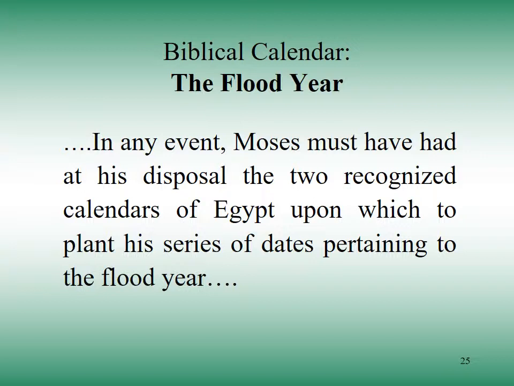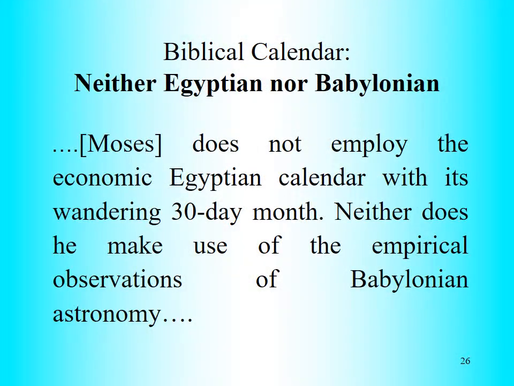The biblical calendar and the flood year. In any event, Moses must have had at his disposal the two recognized calendars of Egypt upon which to plant a series of dates pertaining to the flood year. The biblical calendar, neither Egyptian nor Babylonian. Moses does not employ the economic Egyptian calendar with its wandering 30-day month. Neither does he make use of the empirical observations of Babylonian astronomy.